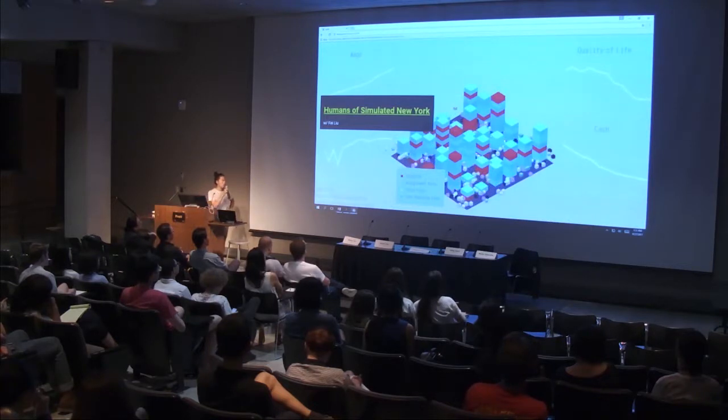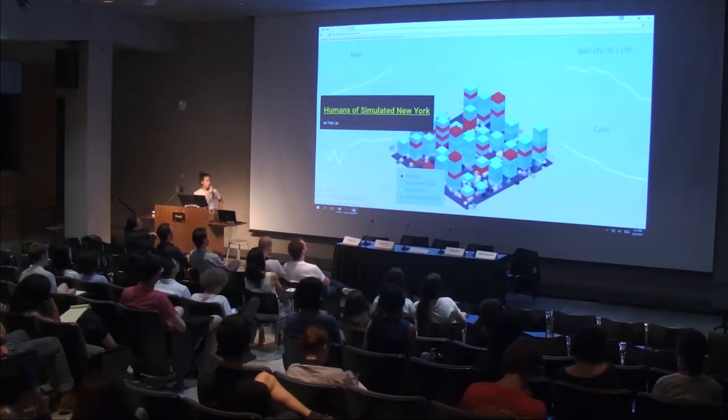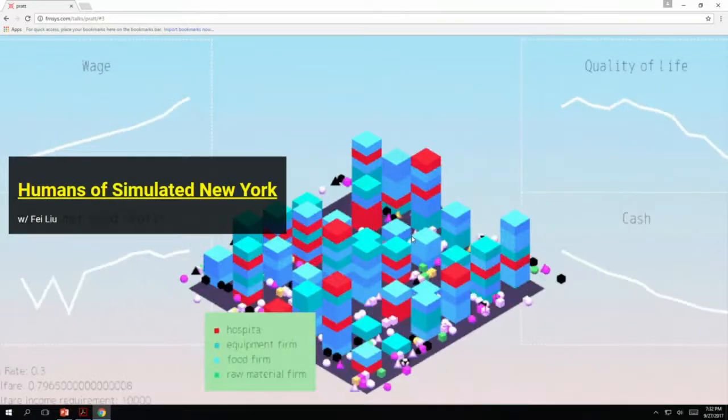This is a project I worked on as part of a residency with my friend Fei Liu called Humans of Simulated New York. What we did was write an economic simulation based off of New York City census data of about, I think, 10 years or so. In it, you can see these tall columns. These are buildings, and each layer is a business in the world. There are 4 kinds of businesses. There are hospitals, firms that produce equipment that other businesses use, companies that produce food, like grocery stores and so on, and companies that produce the raw materials that these other businesses use. And then up and down these alleys, you see these shapes moving back and forth. Those are the residents of the simulation.